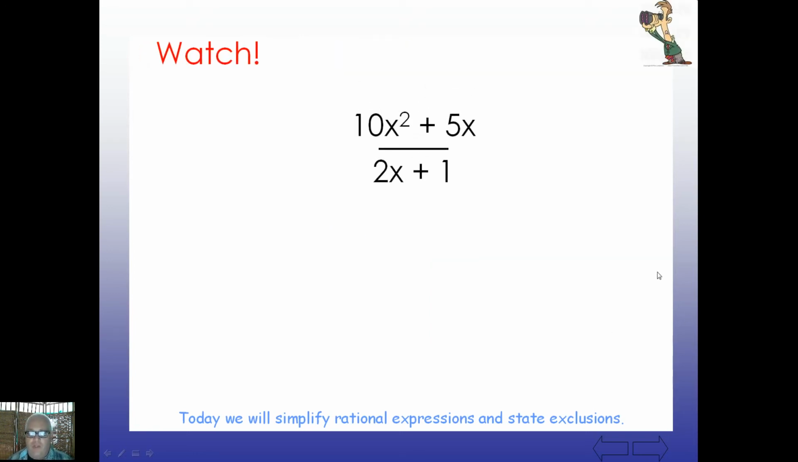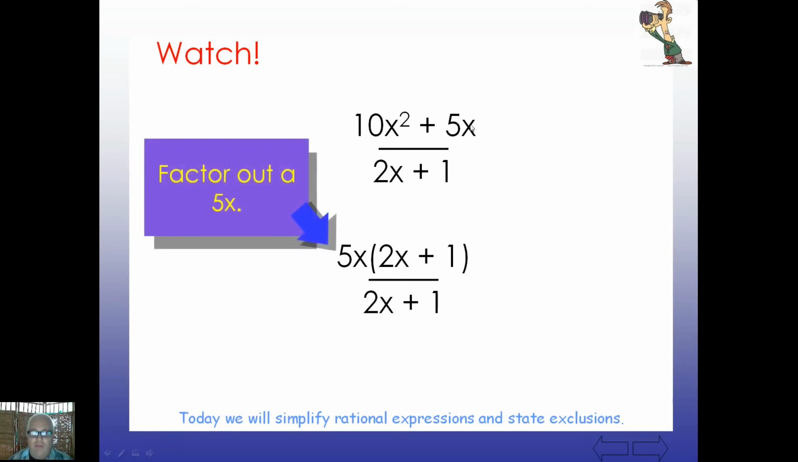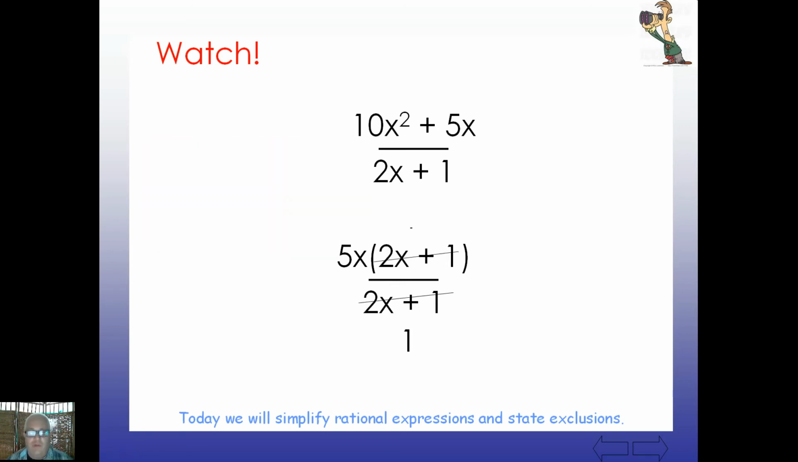All right, here's another one. 10x squared plus 5x over 2x plus 1. So what are we going to do first here? Well, how about we factor something out of the top, like a 5x. And lo and behold, what do you see here? 2x plus 1 in this quantity, 2x plus 1 in the denominator. So what can be reduced? Well, the 2x plus 1s. So you're left with simply your answer of 5x.